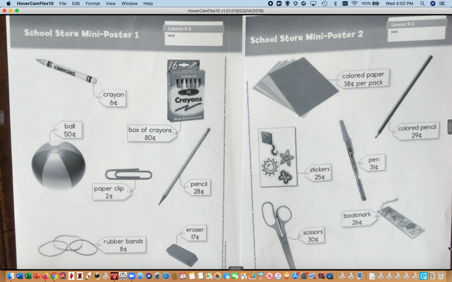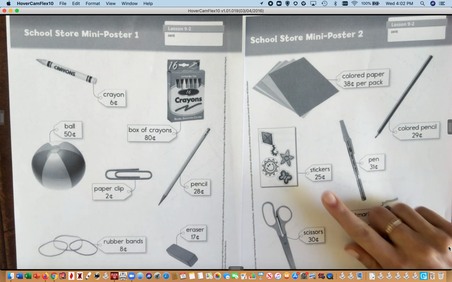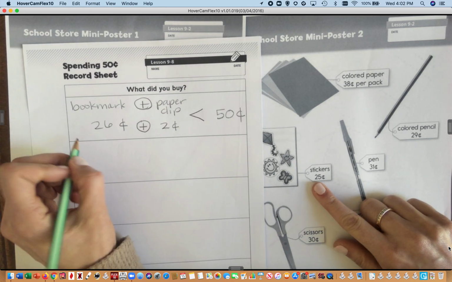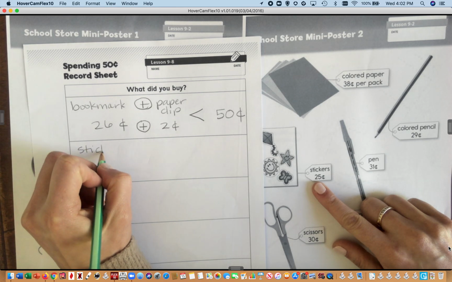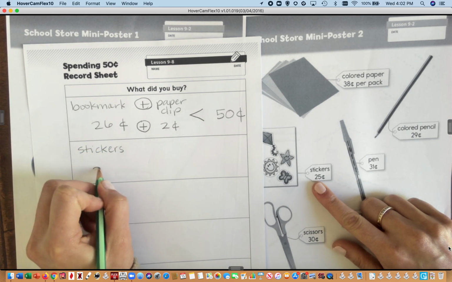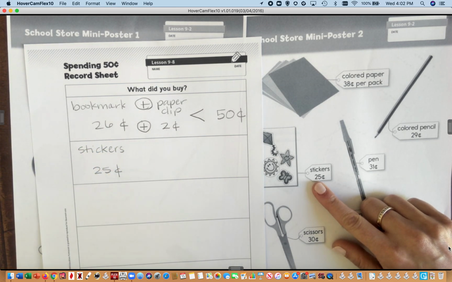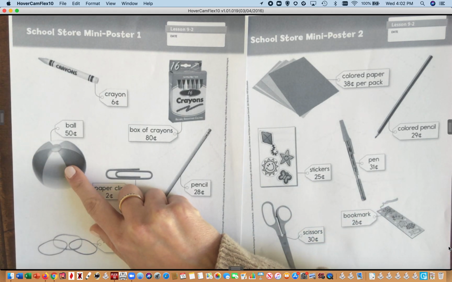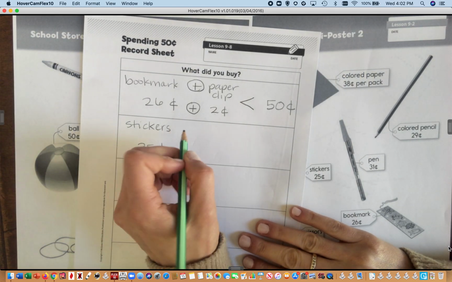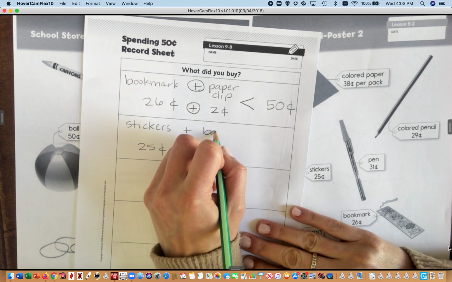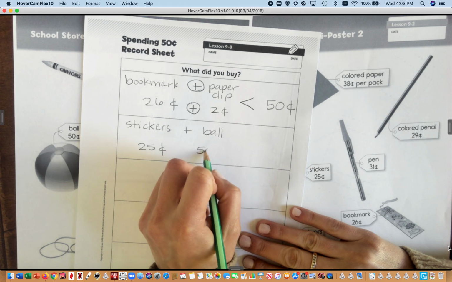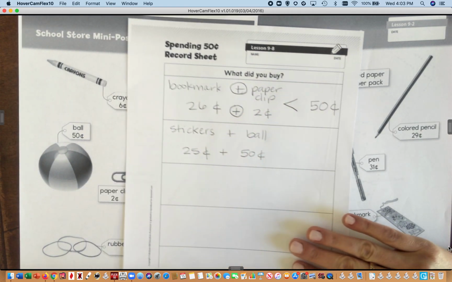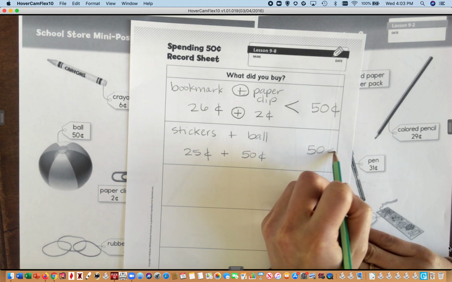I think I might also like some stickers. So those are going to be 25 cents. Maybe I'll write this down as I shop this time. Stickers, 25 cents. Don't forget that cent sign. And I think this ball looks like it might be really fun to use also, especially right now. So I'm going to do ball, 50 cents.